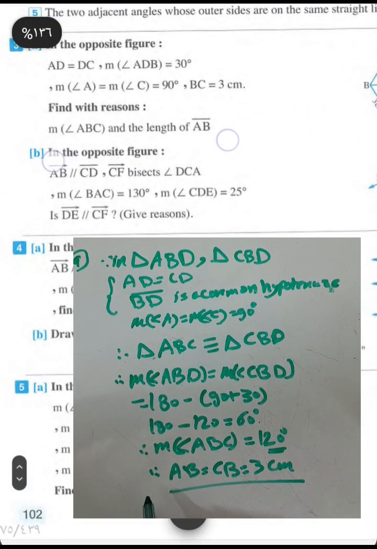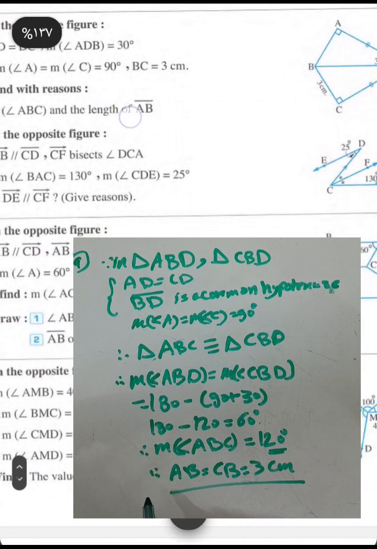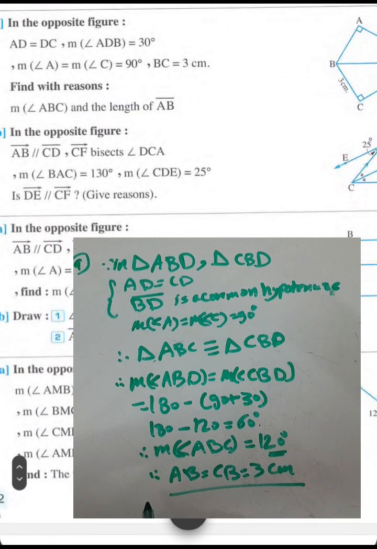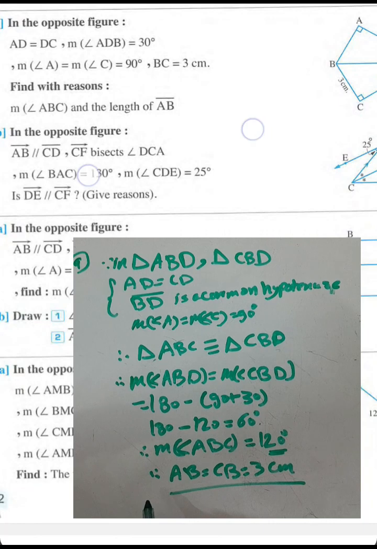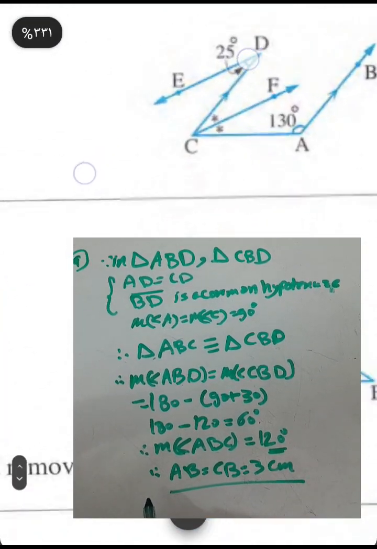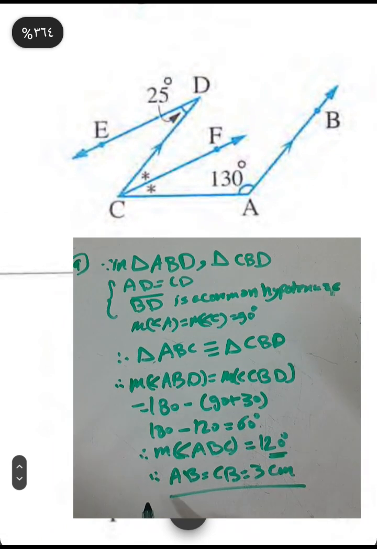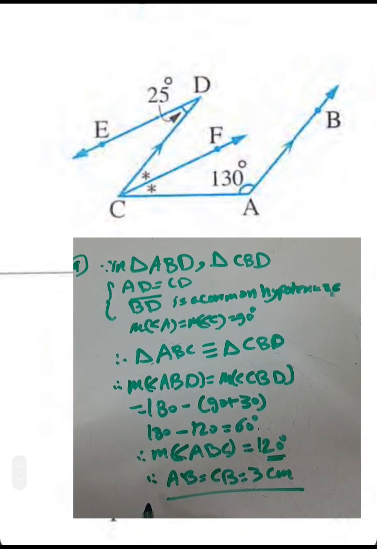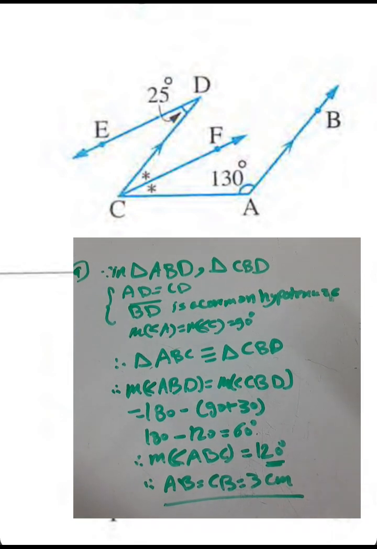Next question, letter B. In the opposite figure, is DE parallel to CF or not? Here, he gives us in the example that straight line AB is parallel to straight line CD, and the ray DE is parallel to the ray CF. Okay, we can prove that.